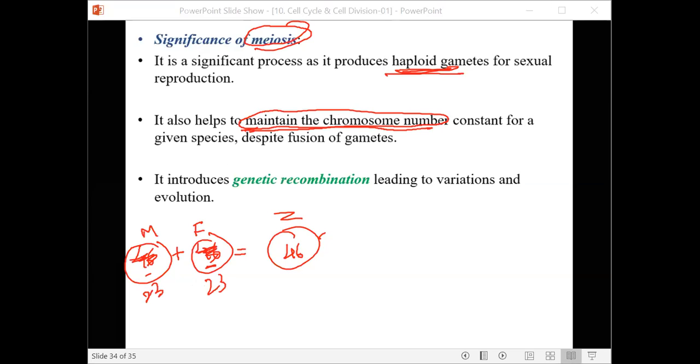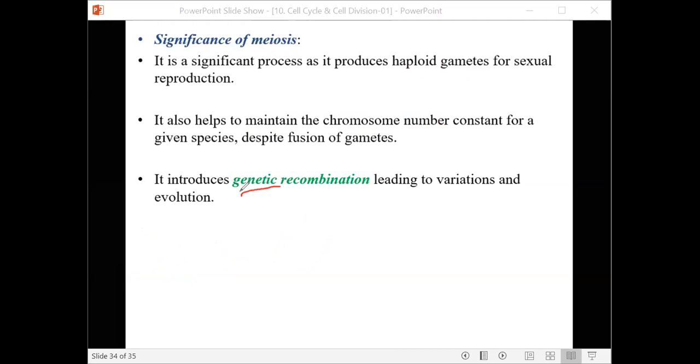Now, this part with respect to genetic recombination, I explained earlier, the crossing over. It is helping in bringing out variation, new varieties, changes, and also supporting evolution. So three important significances: haploid formation, maintained chromosome number, and variation and evolution.